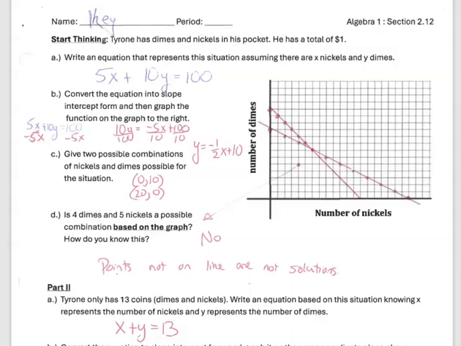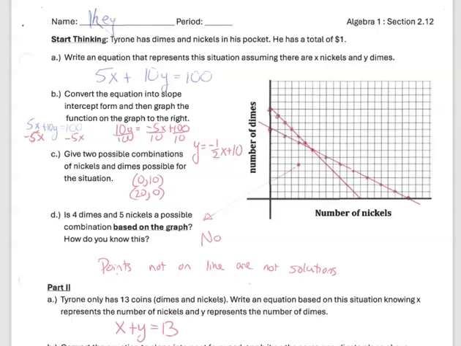I said graph it. So we went up to 10, which you can see on the graph, and I went down by 1 over by 2 and put a point. That wasn't enough though. I wanted to keep doing that as many times as I possibly could. So I went down by 1 over by 2, and I just kept doing it. That was the first line that I graphed.